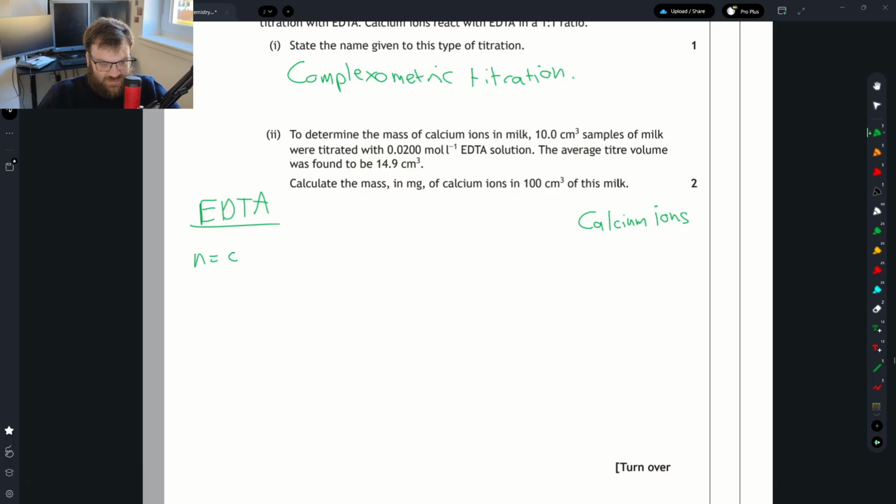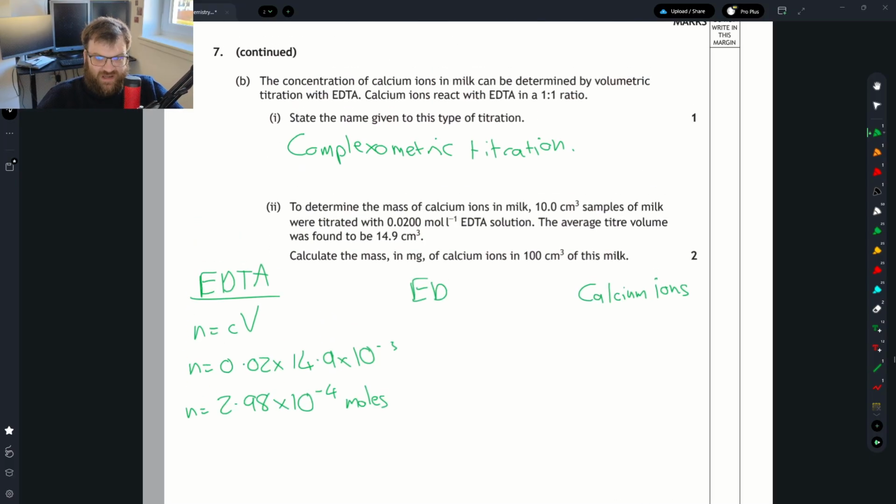So we're using N equals C times V. So N equals 0.02 times 14.9 times 10 to minus 3 to turn it into litres. That gives 2.98 times 10 to minus 4 moles. Question says it's a 1-to-1 ratio. Calcium reacts with EDTA, calcium 1 to EDTA 1. That means our number of moles is 2.98 times 10 minus 4.